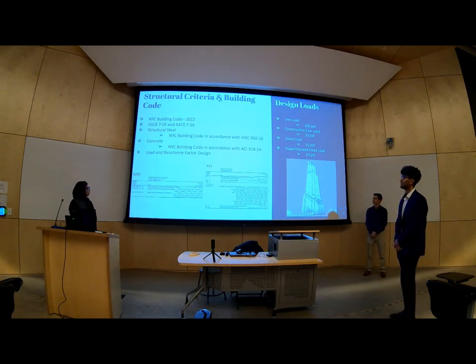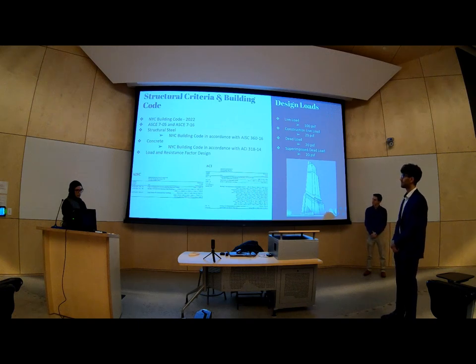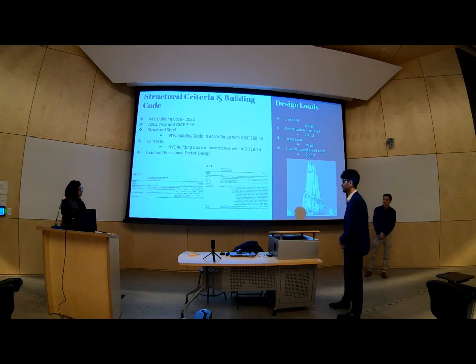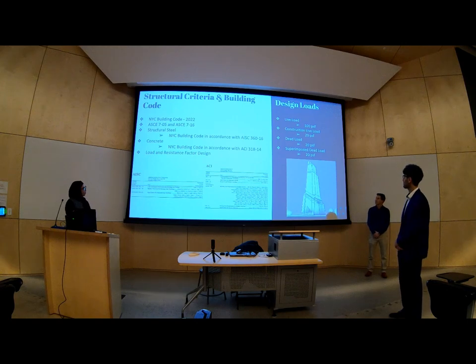So here's some basic New York City building codes and structural criteria codes in general. So we have the New York City Building Code of 2022, the ASCE 7-05, and the ASCE 7-16. For structural steel, our building is in accordance with the AISC 360-16, and for concrete, our building is in accordance with ACI 318-14. Here are just some basic things that we used. We used a live load of 100 PSF, a construction load of 20 PSF, a dead load of 20 PSF, and a superimposed dead load of 20 PSF.